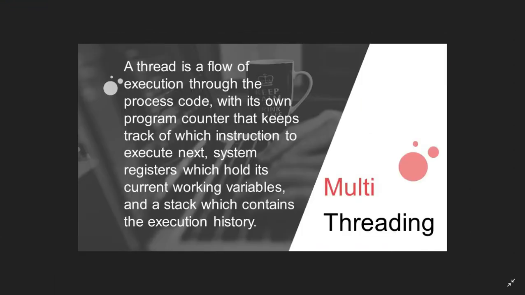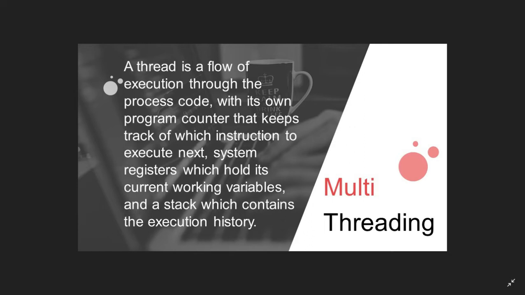multi-threading. A thread is a flow of execution through the process code with its own program counter that keeps track of which instruction to execute next, system registers which hold its current working variables, and a stack which contains the execution history. A thread shares with its peer threads some information like code segment, data segment, and open files. When one thread alters a code segment memory item, all the other threads see that. A thread is also known as a lightweight process.